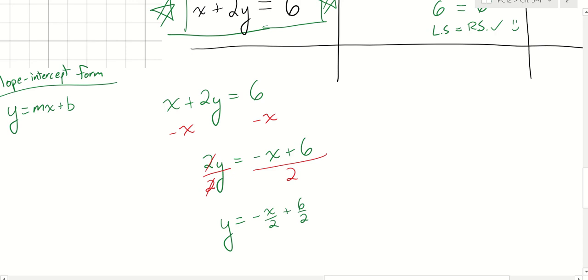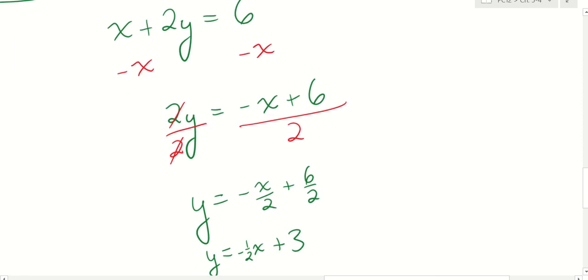When we do that, we can see that we have a constant of just 3, right? 6 over 2 is just 3. And negative x over 2, I'm just going to write the coefficient out in front. So I'm just going to write negative x over 2 as negative 1 over 2 x. So this is the equation in slope-intercept form.